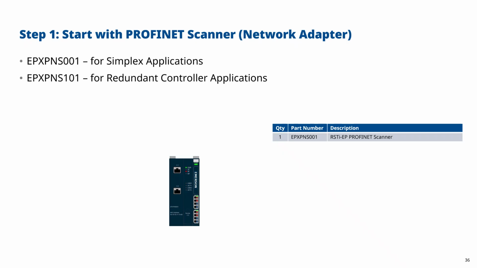So assuming it's PROFINET, which is our preferred protocol for I/O, then you can either have the EPX, so that's a standalone device, PNS is the PROFINET scanner, 001, that's for simplex applications, and if you've got redundant controllers, then we use EPX PNS 101. So again, single part number, that includes the DIN rail endpoints, it includes the DIN rail mounting, the power supply connections, the terminals, so 1 part number is all you need.